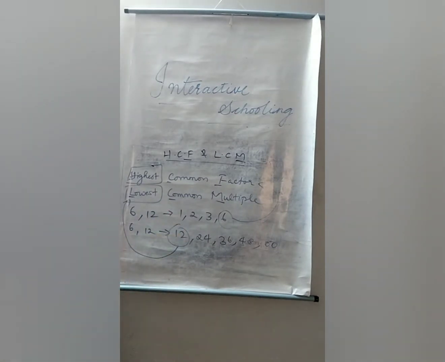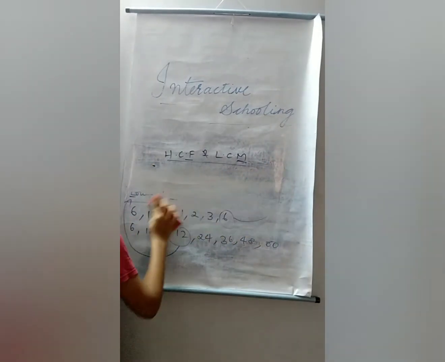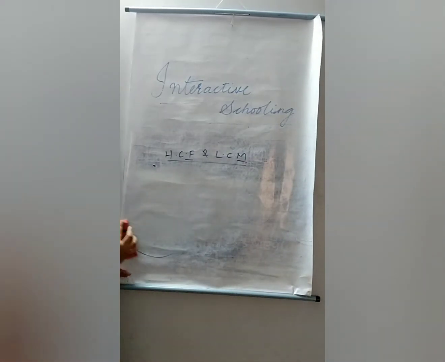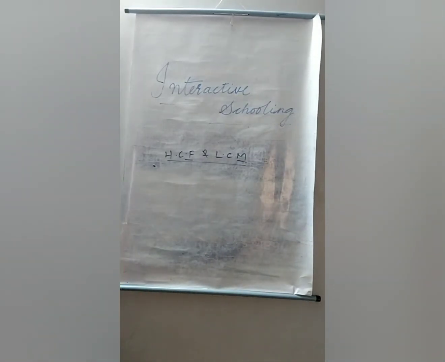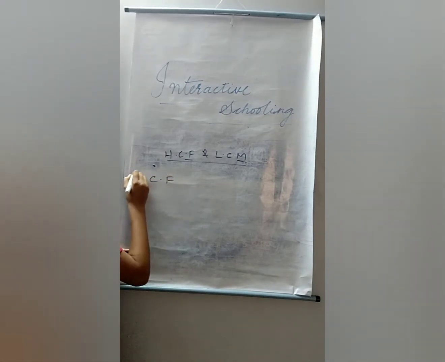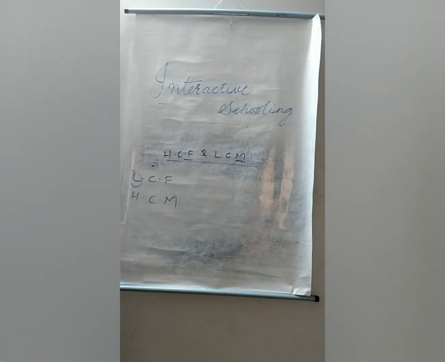Now I have a question for you, just try thinking about it. I'll tell you why, but still pause the video and take some time and think about it. Why don't we have LCF, lowest common factor, or HCM, highest common multiple? Why don't we have this? Just pause the video, think about it and then play.